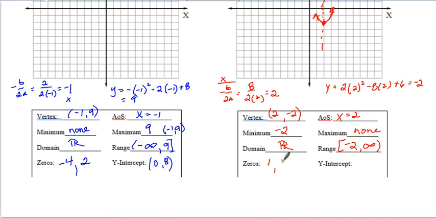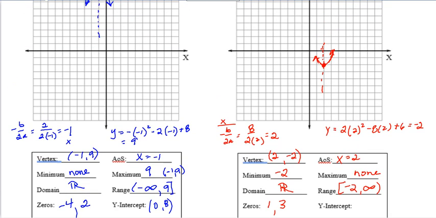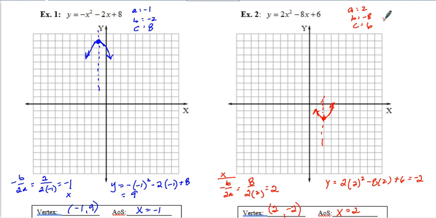So I'll jot that down. Those are my zeros, or my x-intercepts. Now my y-intercept is one of the easiest things to find for standard form. That's just equal to my c. So 0 comma 6 is my y-intercept.